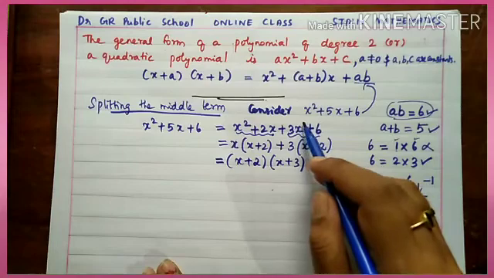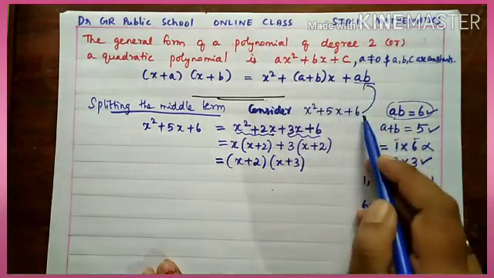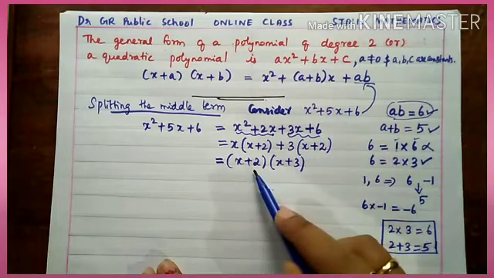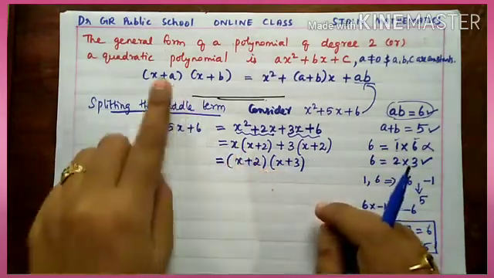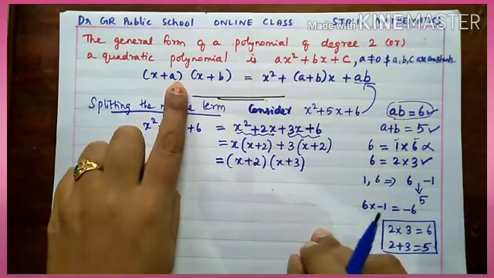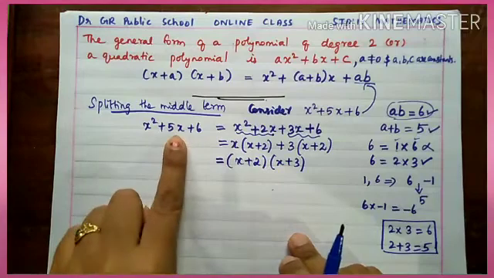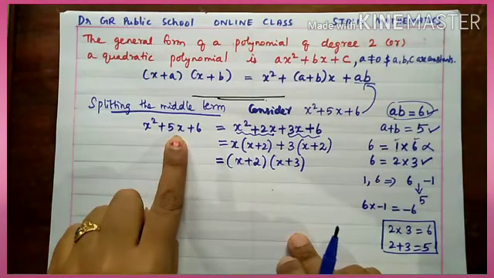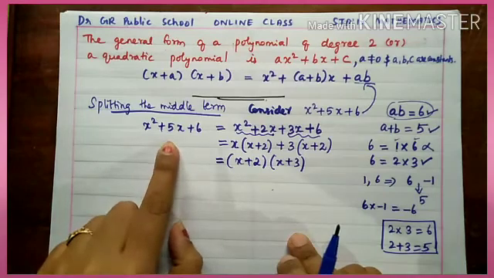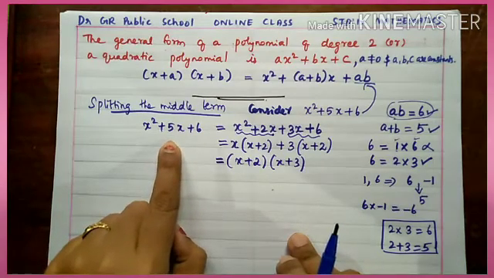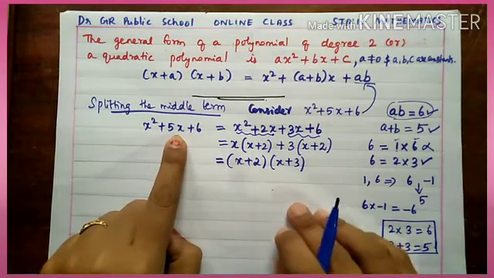So you see, now you compare this with the identity. Our given polynomial was of the form x square plus (a plus b) into x plus ab, and we got the answer x plus 2 into x plus 3, that is of the form LHS of the identity. So these are the factors of the given polynomial. Okay, so this type of factorization is called factorization by splitting the middle term of the given polynomial.